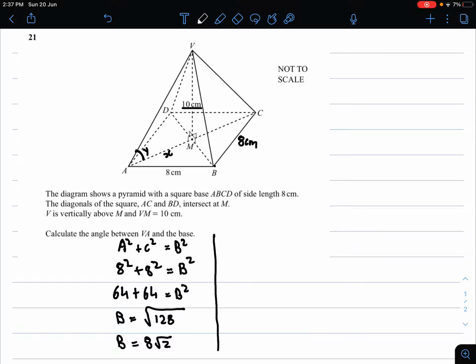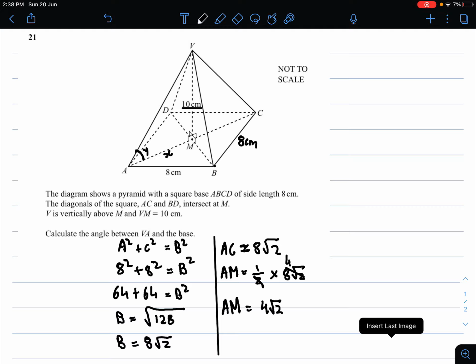So now we know the length of AC is equal to 8 root 2, because we just found the hypotenuse of this triangle ABC. AM is therefore half multiplied by 8 root 2, because M is the midpoint of the line. So you can cancel the 2 and the 8, and you're left with 4. Therefore AM is equal to 4 root 2. Let me just write this more clearly. 8 root 2, so you can cancel this and make it 4. So now we know AM.